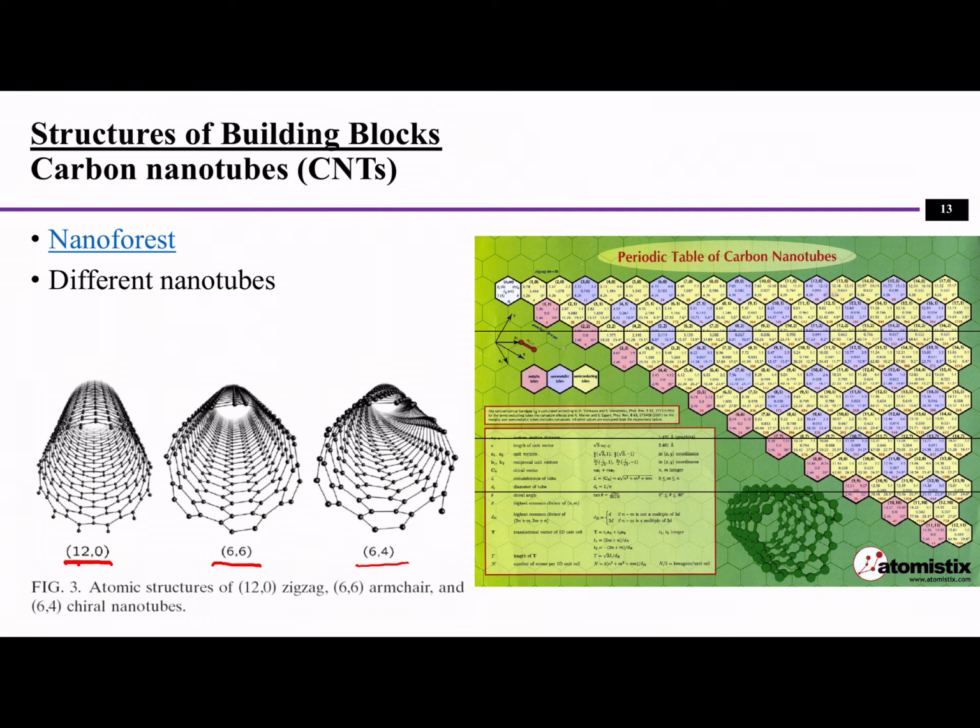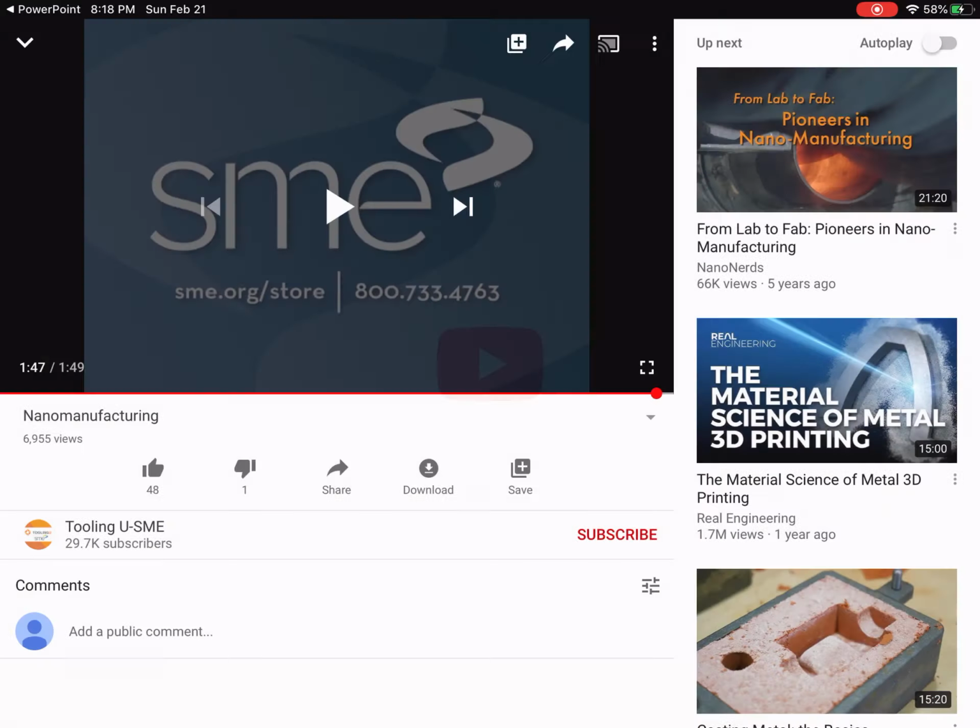And here you can take a look at a video about a nanoforest, and how you can see how material formed from carbon nanotubes performs in our real life.